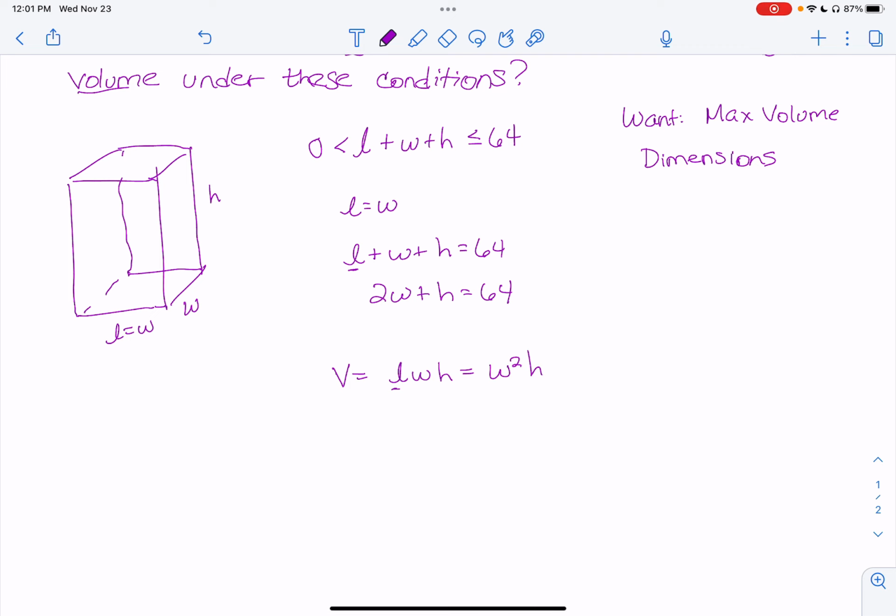Now you'll notice that I'm trying to maximize the volume, but I have two separate variables. So I want to put it all in terms of one variable if I can. To me, the easiest one to use from this equation is the height, because it's easy to solve for. I can do this whole problem writing my volume in terms of the width instead of the height, but solving for width is going to be a little bit more work. So my height is equal to 64 minus 2w, and that's nice and easy to substitute in.